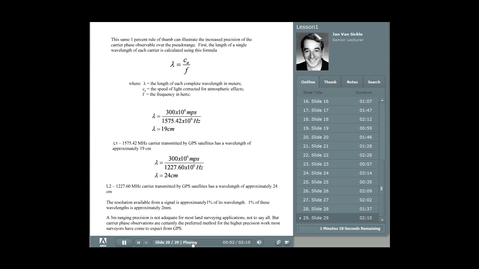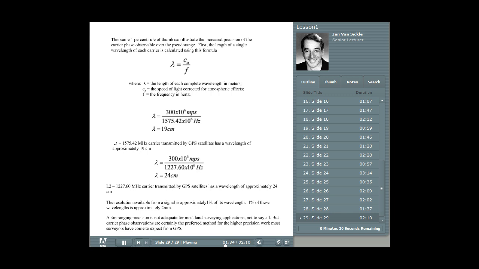Now in L2, same calculation. Here we have it, the speed of light divided by 1227.60 times 10 to the 6. That's the frequency of L2. And the calculation shows that the wavelength in L2 is approximately 24 centimeters. Therefore, the resolution available from the carrier wave observable, this is as distinct from the coded pseudo-range code phase, 1% of the wavelength on the carrier is approximately 2 millimeters.